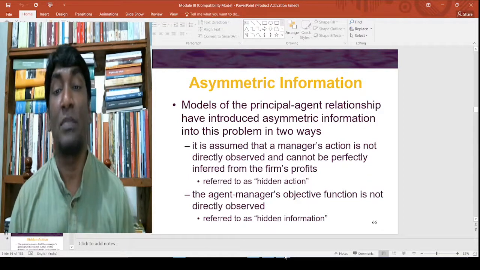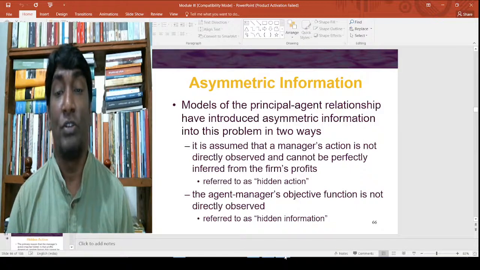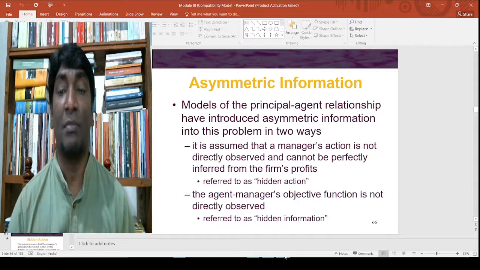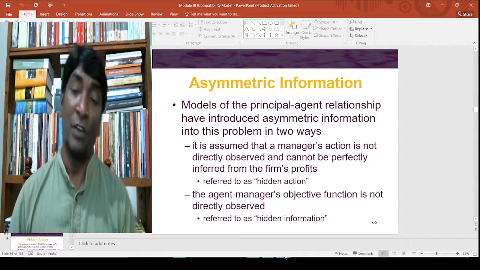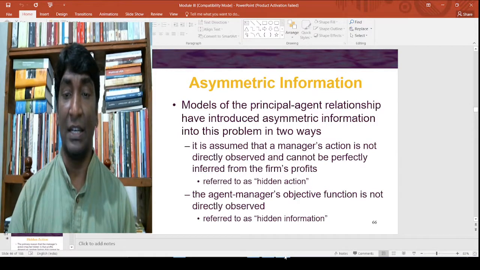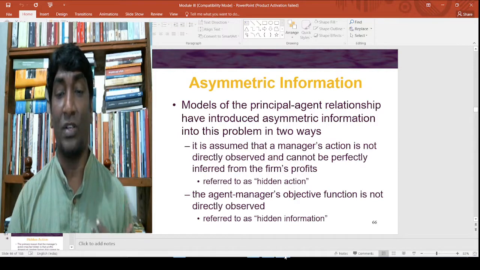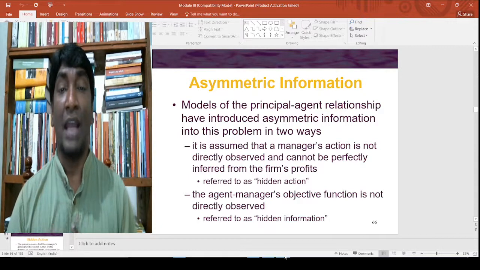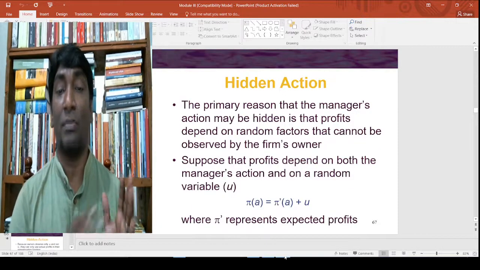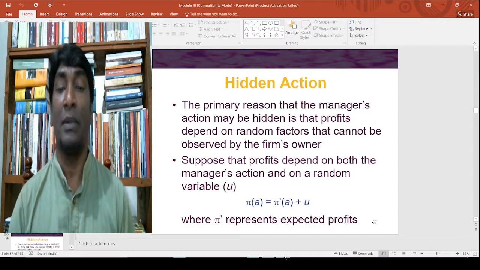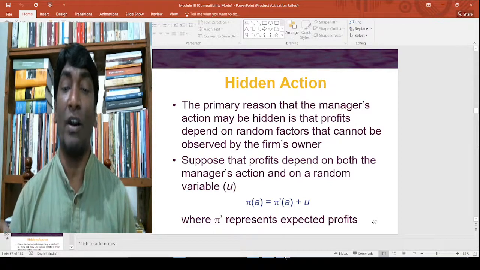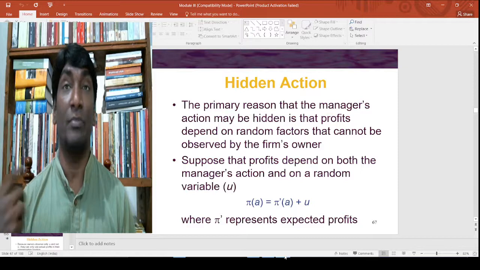Models of the principal-agent relationship introduce asymmetric information into this problem in two ways. It is assumed that the manager's action is not directly observed and cannot be perfectly inferred from the firm's profit, referred to as a hidden action, and the agent manager's objective function is not directly observed, therefore referred to as hidden information. Let us talk about hidden action. The primary reason that the manager's action may be hidden is that profit depends on a random factor that cannot be observed by the firm's owners themselves.